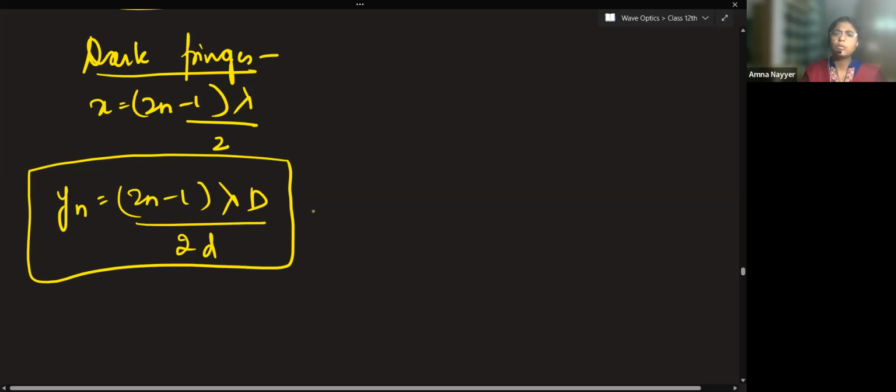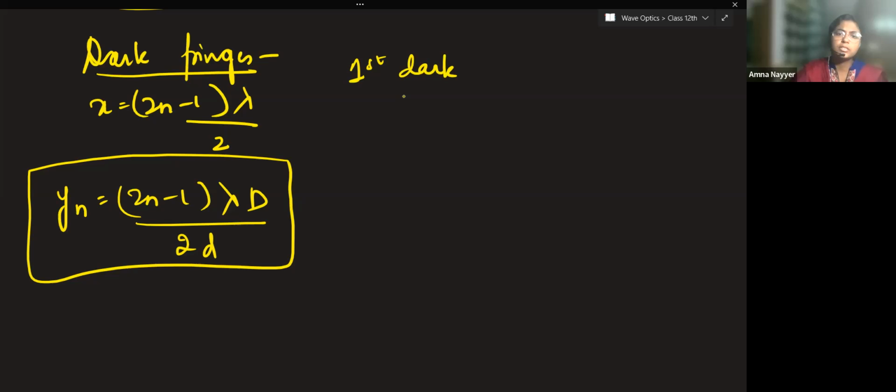Fine. Now you can take any example. For example, if I ask you to calculate the first dark fringe, so first dark fringe will be what? Y1 will be, this n becomes 1.